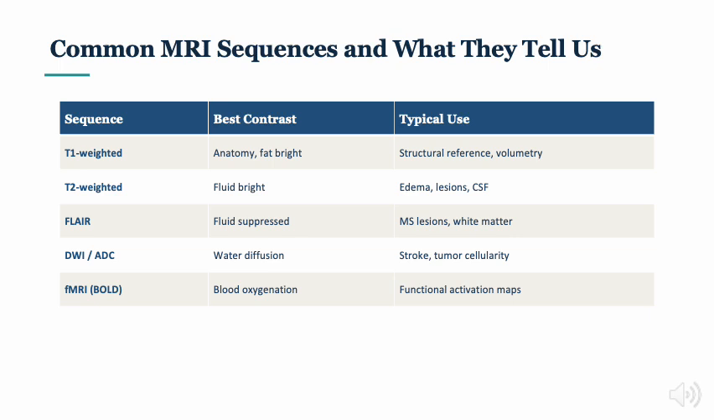Different sequences highlight different things. T1 weighted images give us anatomy with fat appearing bright. They are a structural reference and the basis for volumetry. T2 weighted images make fluid bright and are useful for edema, lesions, and CSF. FLAIR suppresses fluid, which makes it excellent for multiple sclerosis lesions and white matter. Diffusion weighted imaging and ADC reflect water diffusion and are used in stroke and tumor cellularity. And functional MRI captures blood oxygenation to map functional activation.